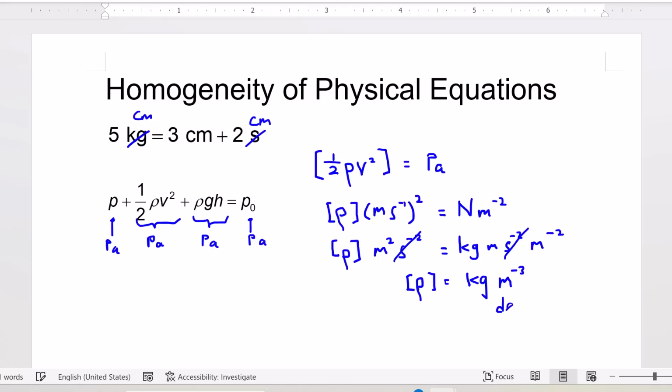That looks like some kind of density, right? So yeah, rho is actually the density of a fluid. By studying the units in the equation, we can actually make a very good guess.